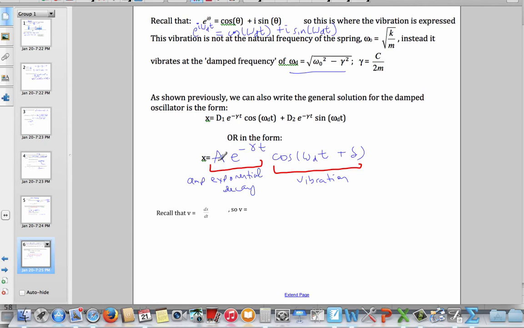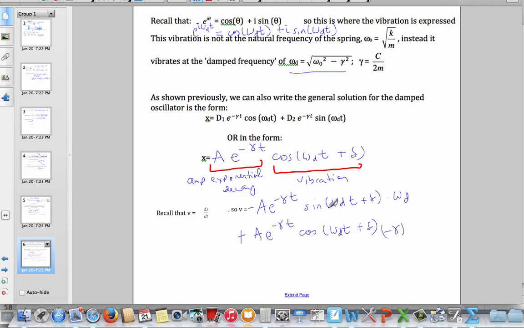Now while we're here, if this is the position, velocity will be the derivative of that. And you can see we're going to have to use the product rule. So we'll leave the first term fixed, and then we'll differentiate the second one. So we'll get a negative out of that, and it'll be sine of omega damped t plus delta. Then you have to do the derivative of the inside, so times omega damped. And then we've got the other term, plus A, and then we have to differentiate this one. That'll be itself times minus gamma, times cosine of omega damped t plus delta.